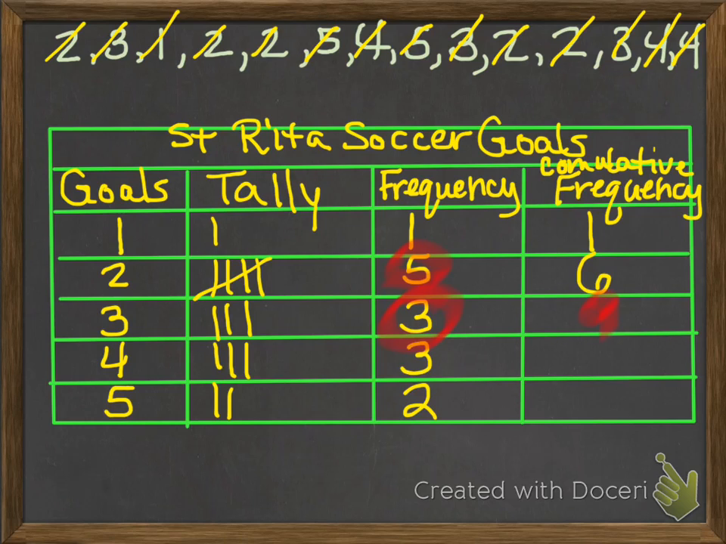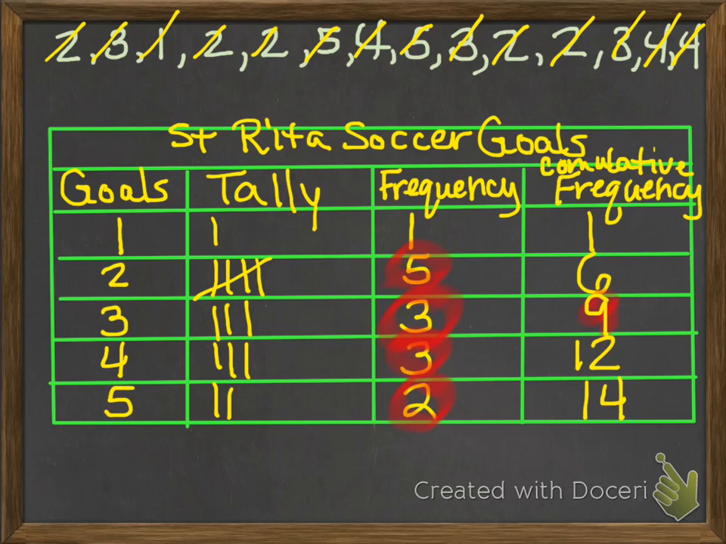Oops, didn't quite get my pen back. For a total of 9. I'm going to take the 9 plus the next 3 for a total of 12, and take the 2 and add that to my 12 for a total of 14. That tells me that there were 14 games that I collected the scores for.